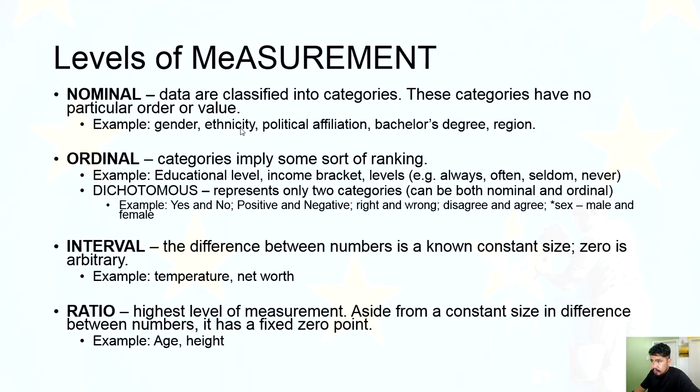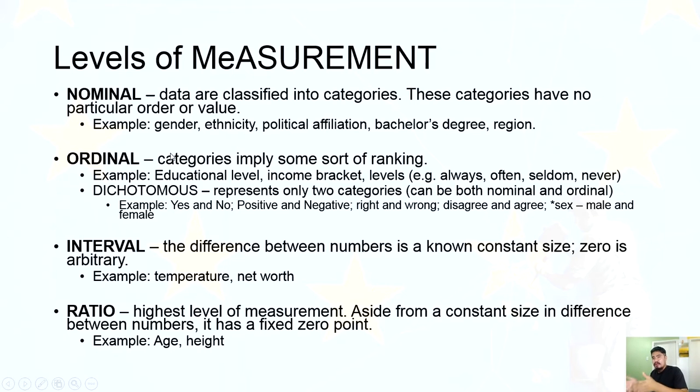Then region. Region is nominal because there is no ranking. Even if it says region 1, 2, 3, 4, it's basically nominal, and it will not become ordinal because all regions are the same, unless you compare them in terms of area, etc. That's where you'll find out. So that's nominal. Now, the next one is ordinal.